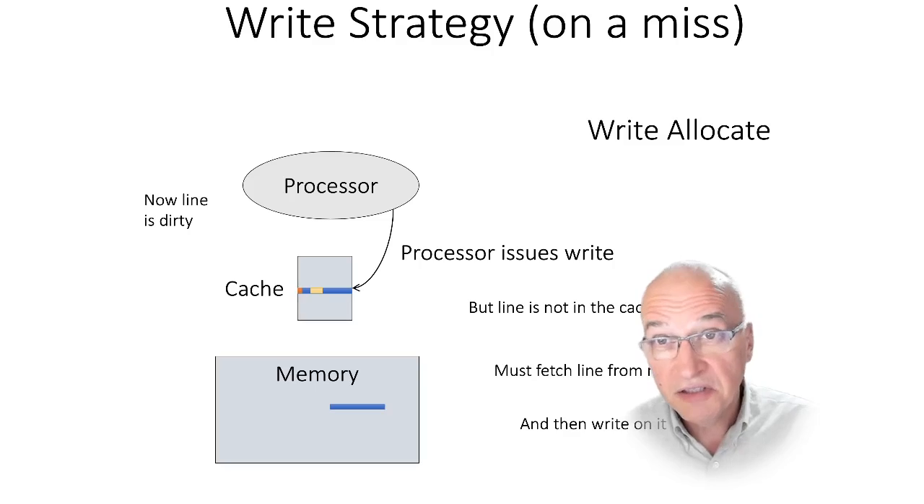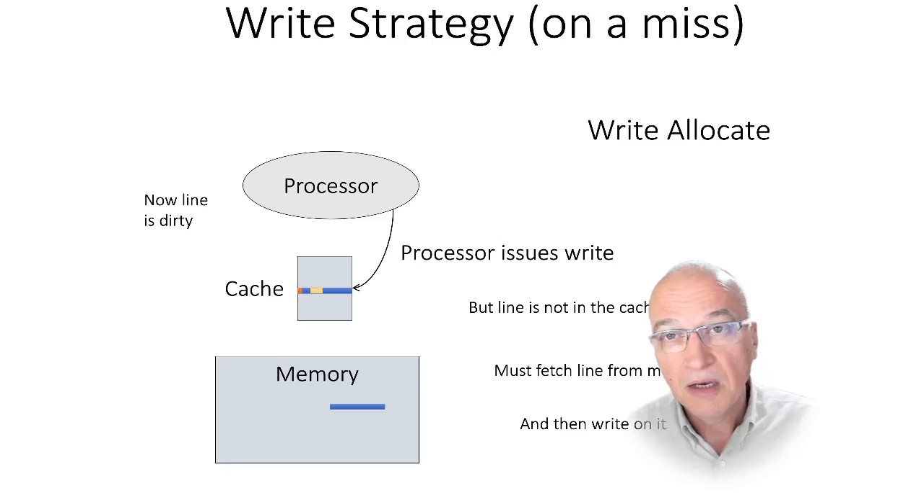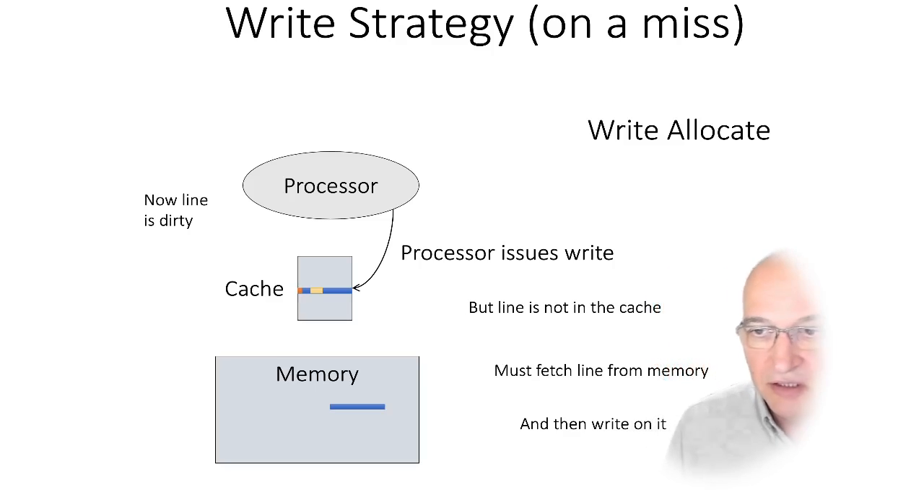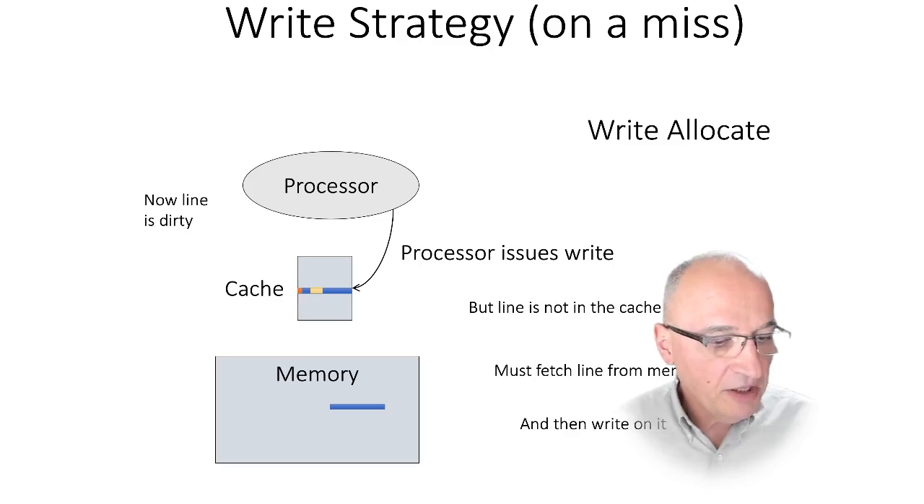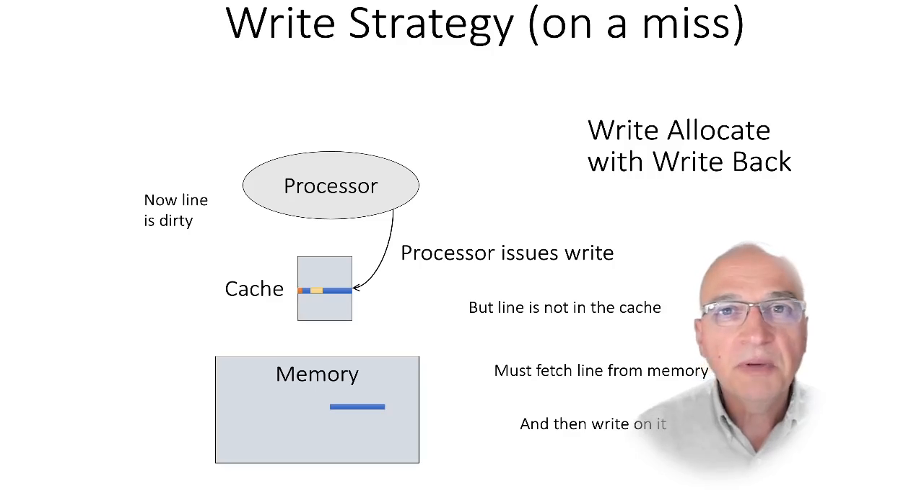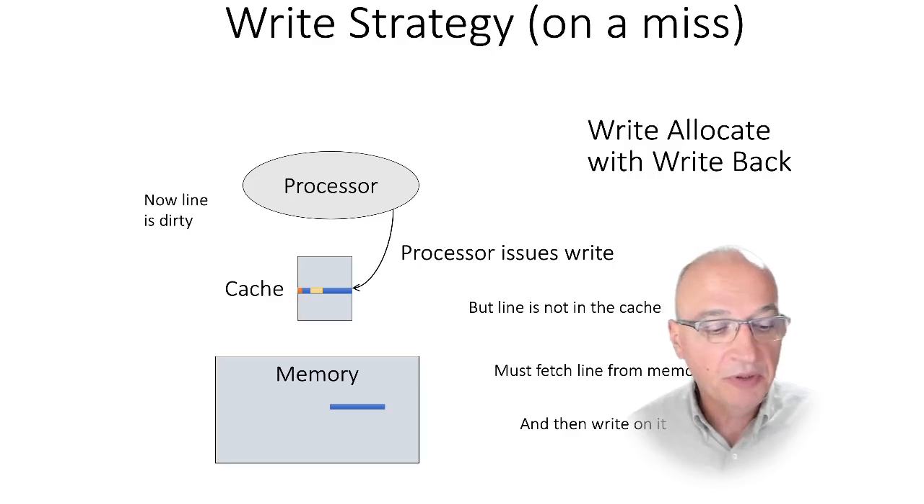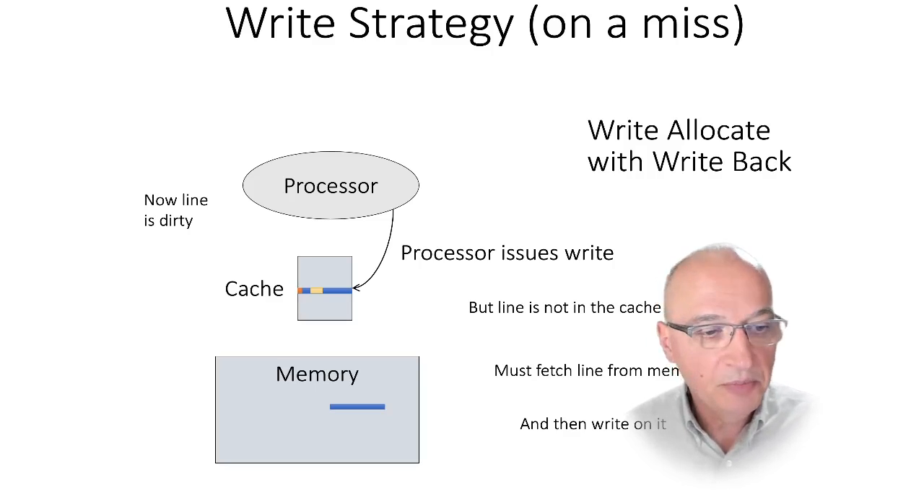So now the line is dirty, and I'll make a note that the line is dirty. So this is the write allocate policy. And the write allocate policy makes sense to use with a write back because, of course, when I replace that block later, I'm going to have to write it back to memory so that I have a new block there.